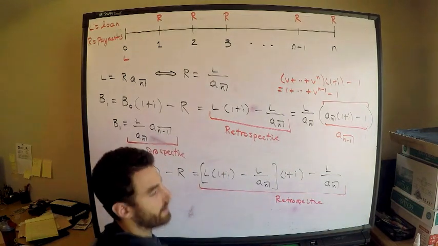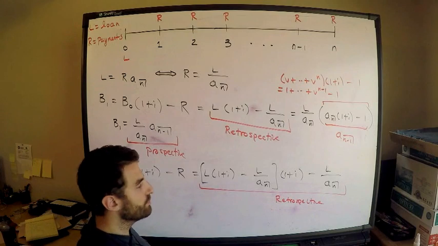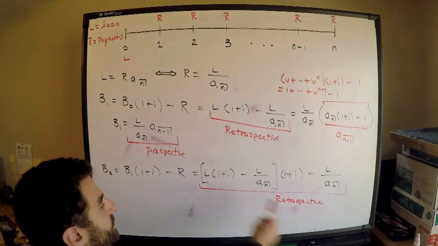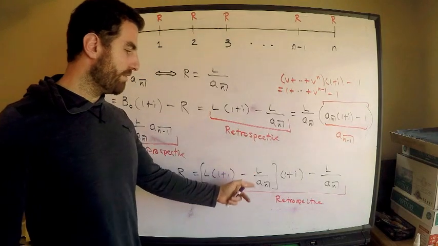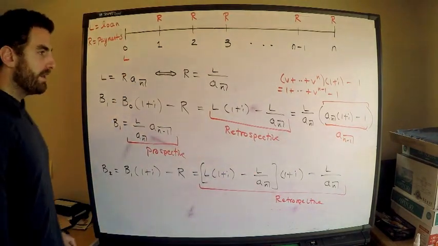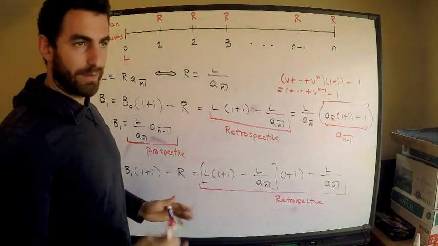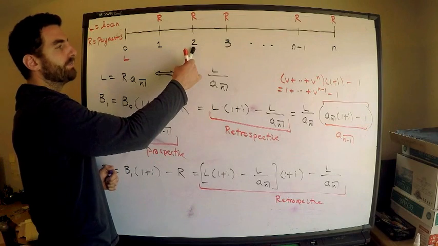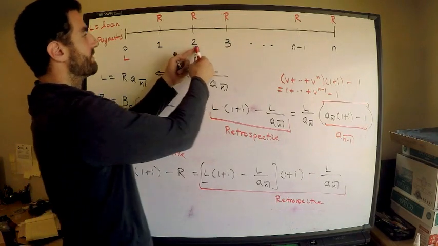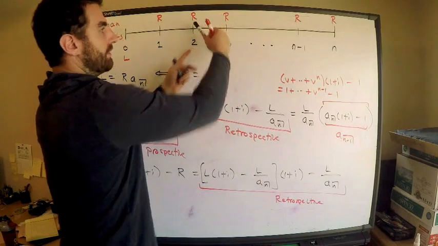Okay? How would I get the prospective? Honestly, do some algebra here. If you sort this out, factor out L over A angle N, you'll get the following. I'm not just going to write this down. I'm just going to say to yourself, think about it a second. What's the balance in year 2 using prospective? Well, it's all of these payments present valued to year 2.